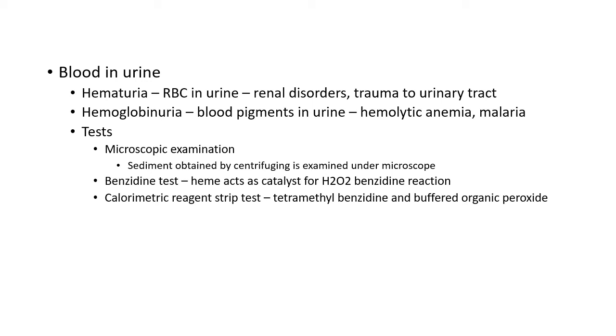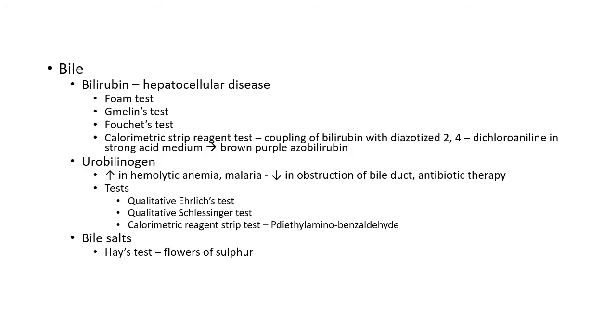Another test is the benzidine test. Here the principle used is heme acting as a catalyst when hydrogen peroxide is mixed with benzidine. A colorimetric reagent strip test is available here also, and the reagent used here is tetramethylbenzidine and buffered organic peroxide. Coming to examination of bile in urine.